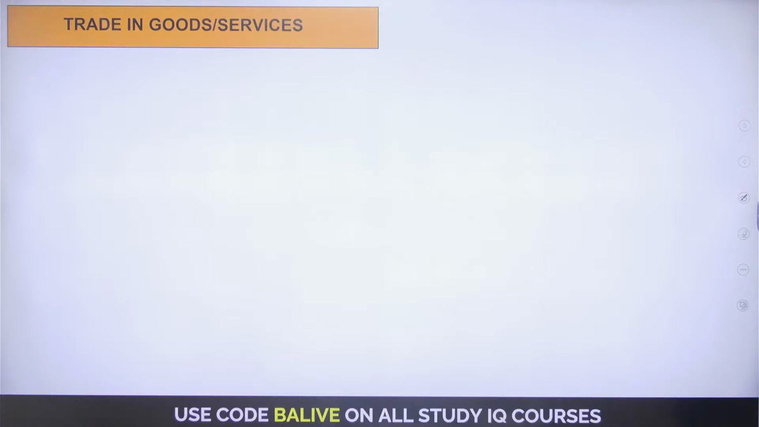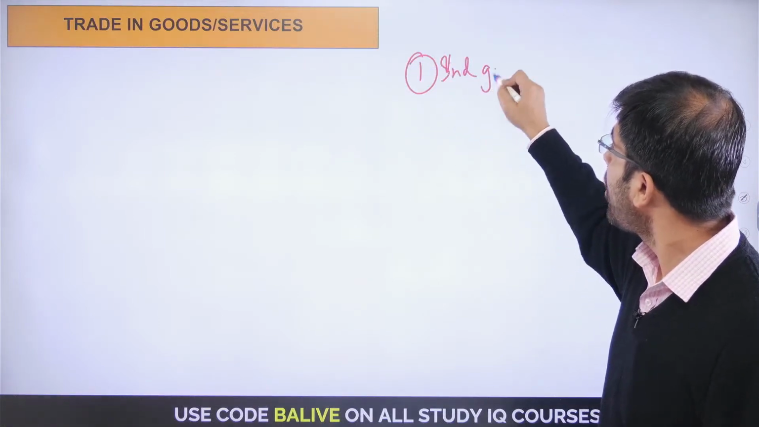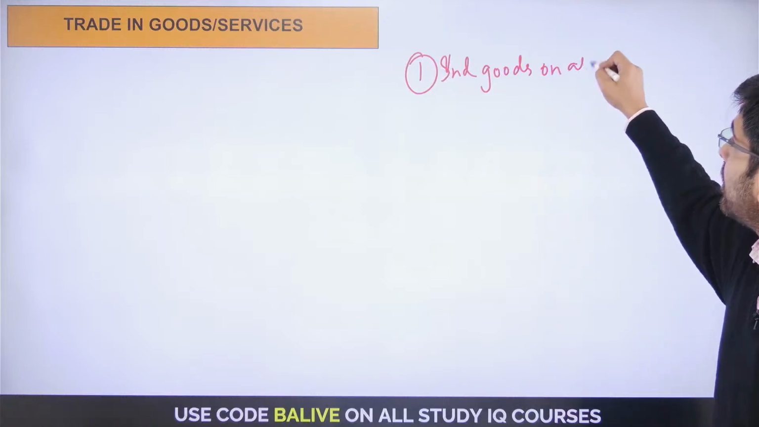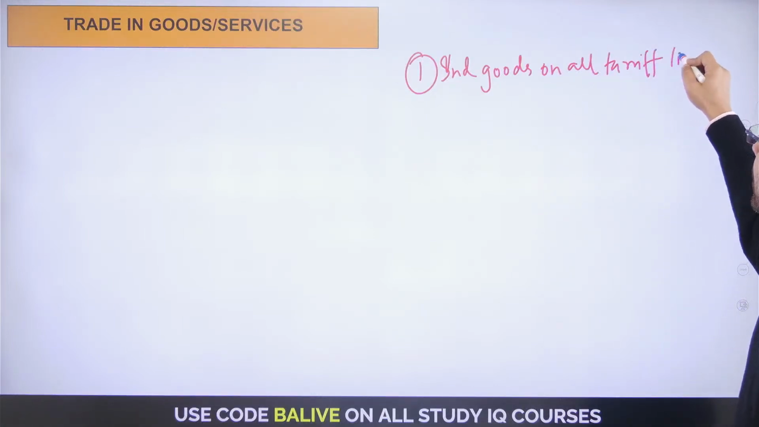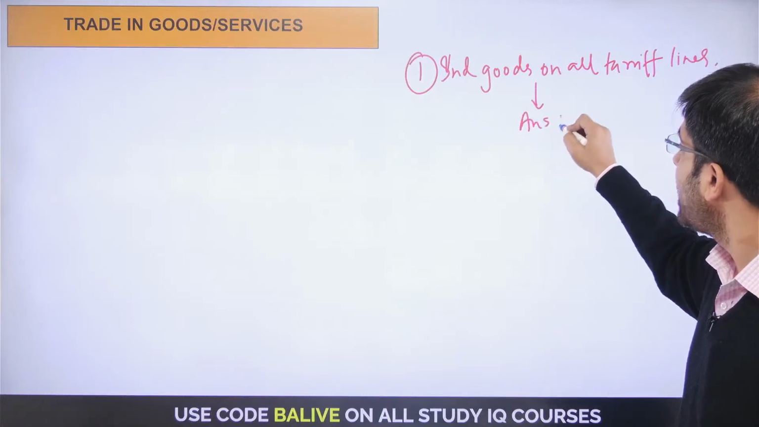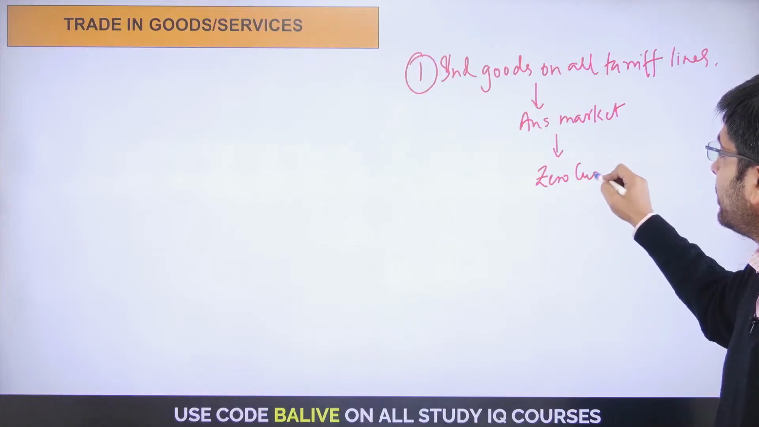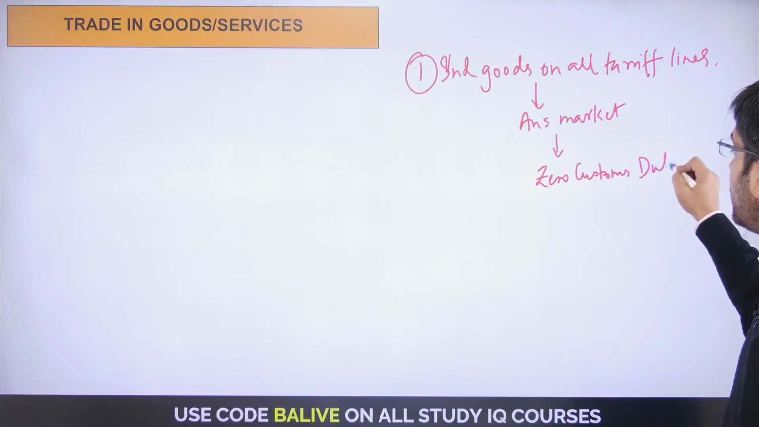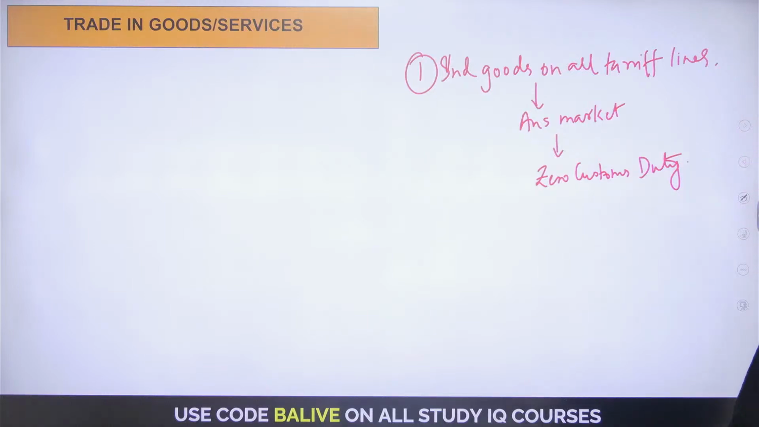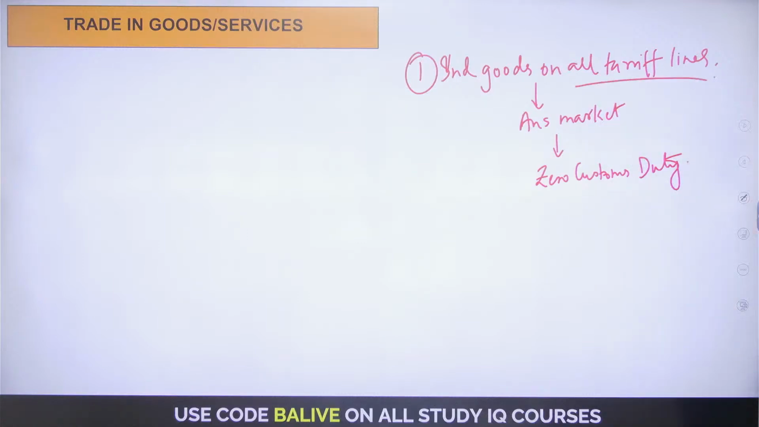So what happens is Indian goods on all tariff lines, okay, very key. Indian goods on all tariff lines, right? What happens to these? They will get access to Australian markets, okay? They get Australian market access and they get it at zero customs duty. You see how India is looking to leverage this goodwill that exists between India and Australia. Zero customs duty for all tariff lines, right?